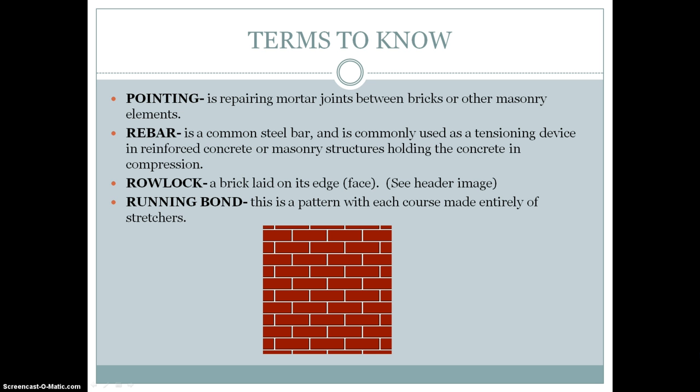Rowlock is a brick laid on the edge of its face, and that's one of the terms that was discussed up in header. You can see that picture up there. Then there's running bond, and this is a pattern with each course made entirely of stretchers. So it's all just the long horizontal part of the brick.